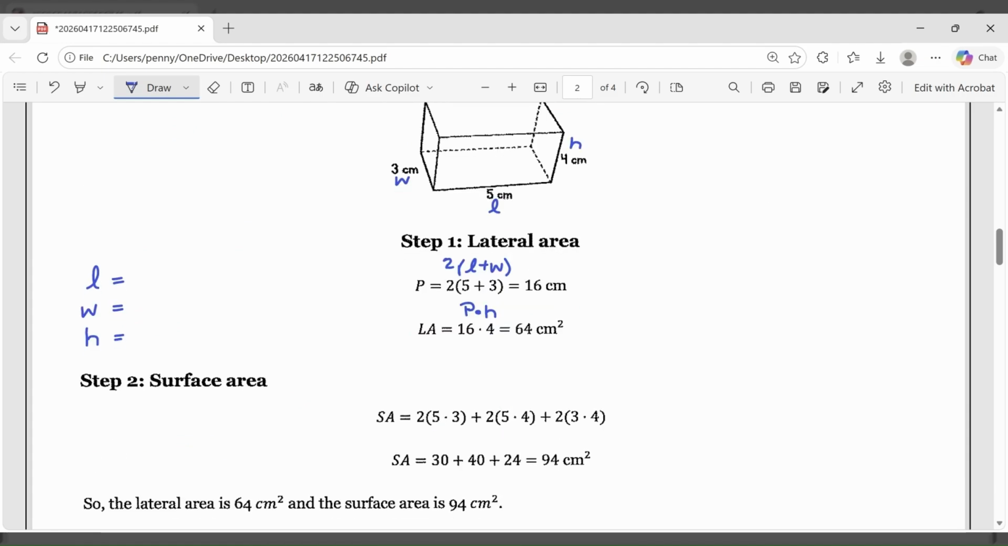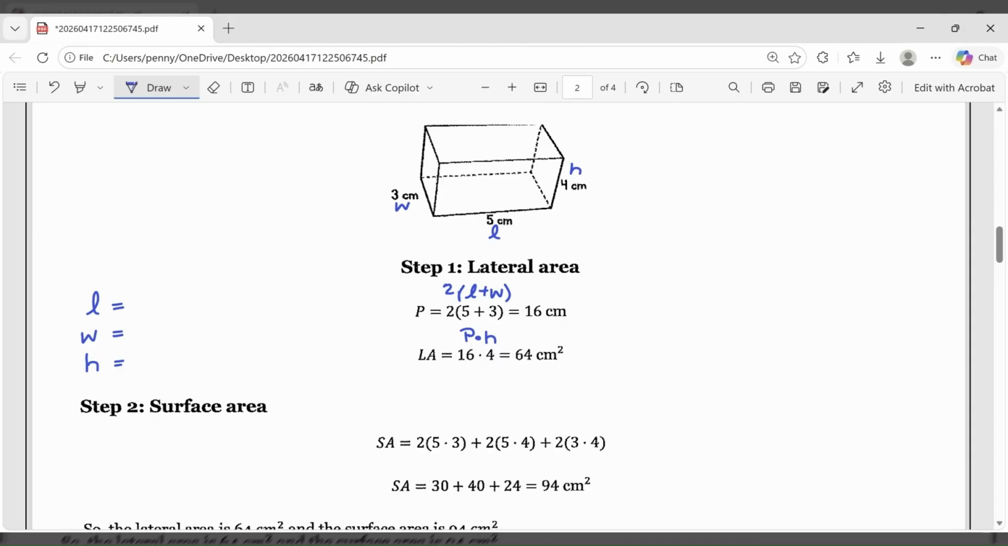All right, so step 1, we're going to fill in our information. We've got our length as 5 centimeters, our width is 3 centimeters, and our height is 4 centimeters. So we could start by finding the perimeter, 2 times L plus W. Well, our length is 5, our width is 3. 5 plus 3 is 8. And 2 times 8 gave us our 16.